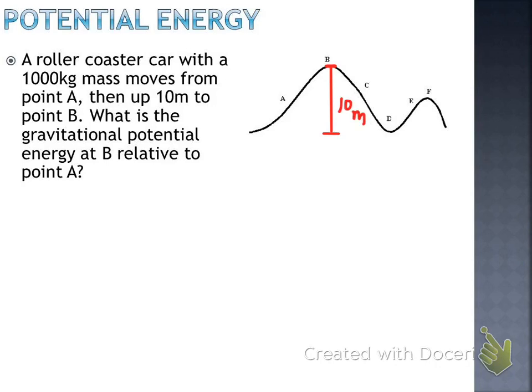All right, so this asks us if it moves from point A to point B, so it starts here at its lowest point, and it moves up to point B, is it gaining potential energy or gaining kinetic energy as it reaches its highest point? Gaining potential as it moves up. So we want to know what's the gravitational potential energy at point B relative to point A.